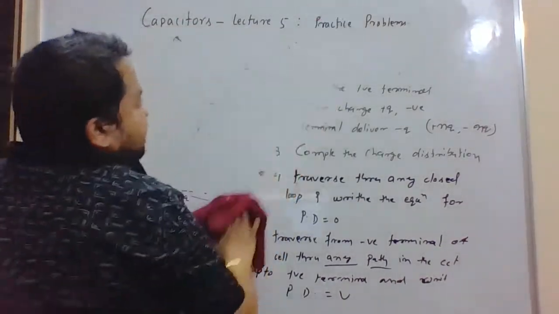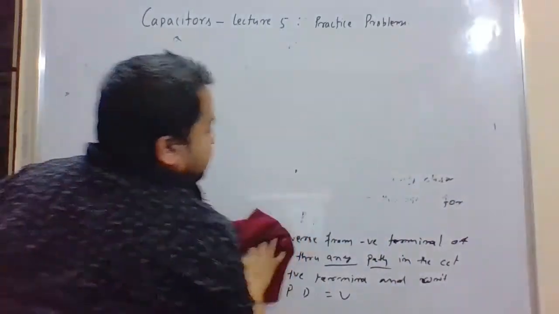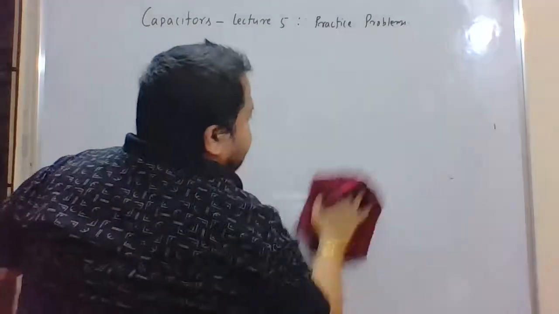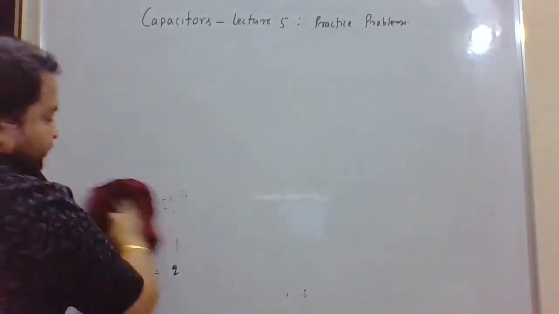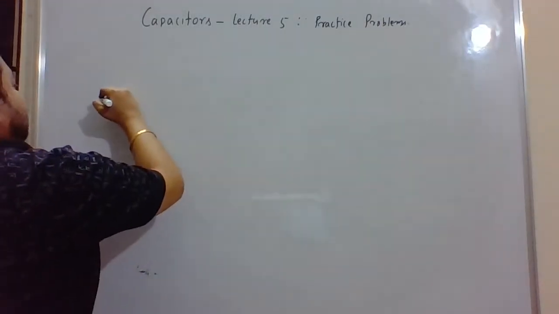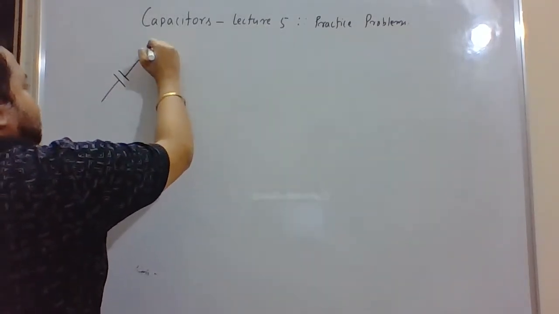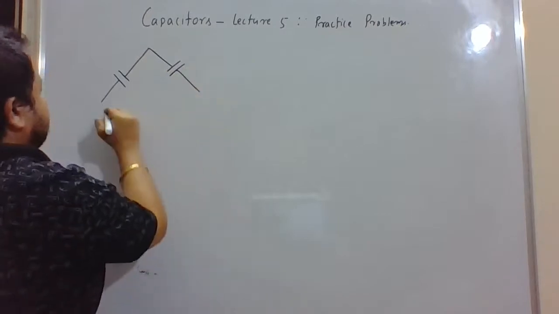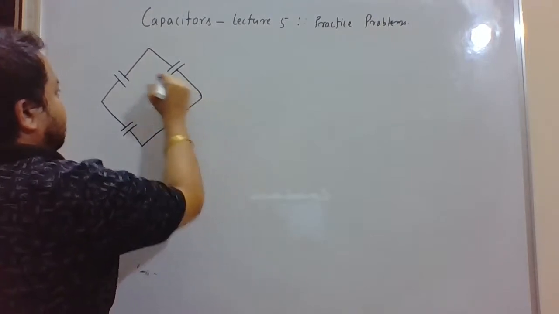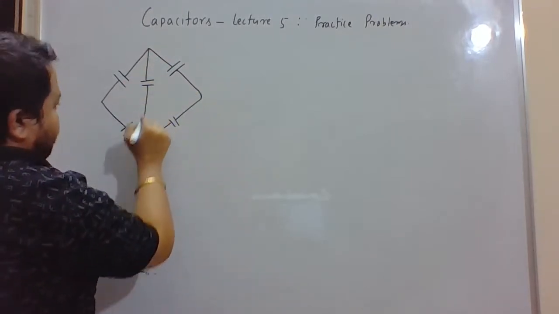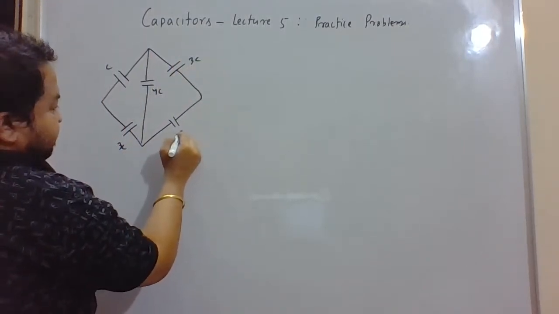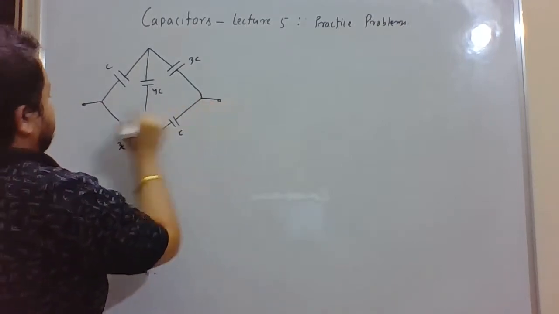So let me erase it. I'll draw it again, and then we'll see all the steps, and then we'll arrive at the answer. Now let me redraw the circuit. I had one C here, one 3C here, one 3C here, one C here, and one 4C here: 4C, C, 3C, 3C, C, and these are my points A and B.